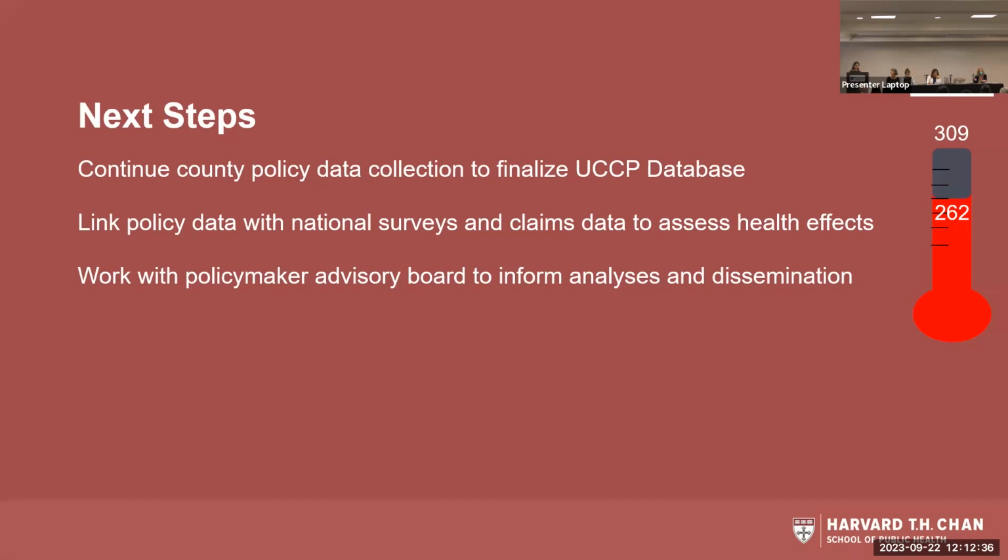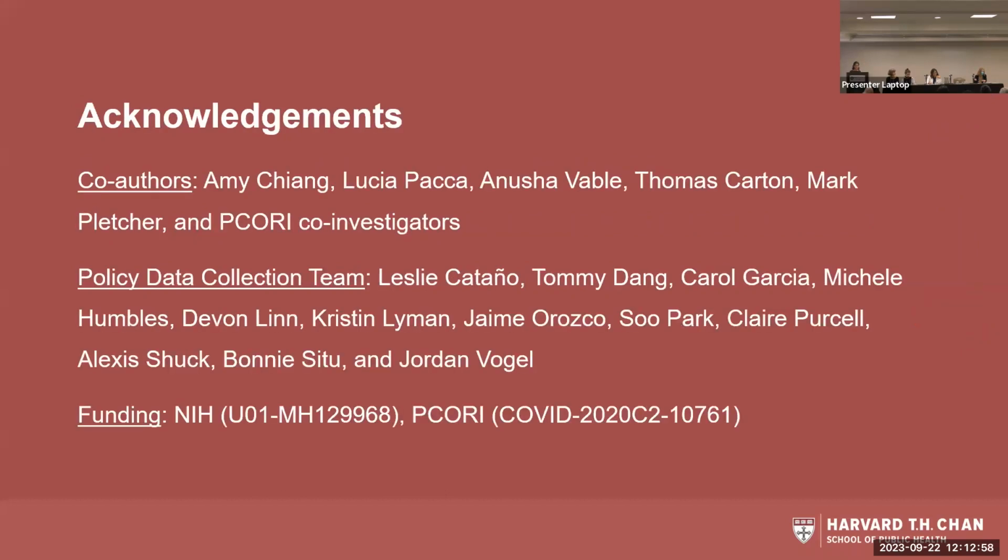In terms of our plans, we then are going to link these policy data with national survey and administrative data to look at the effects on racial and socioeconomic inequities in mental health and healthcare utilization. And finally, we've been working with a policymaker advisory board throughout who helped us to design the data collection and sort of tailor our list of policies, and who will hopefully be informing analysis and dissemination.